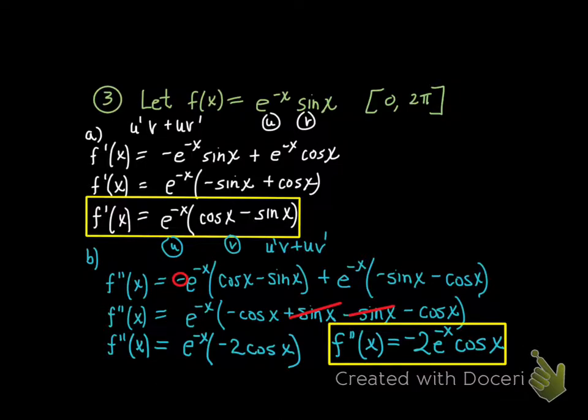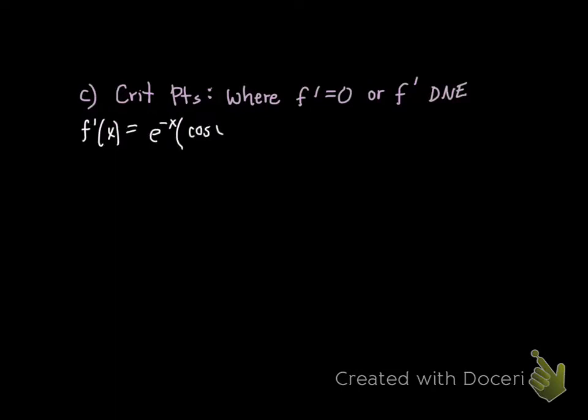Let's keep cranking. Our next challenge is to find critical points. Critical points are where the derivative is 0 or fails to exist. So I'm going to write down f prime. We already found that. I know what f prime equals. It equals e to the negative x times cosine x minus sine x. And I've got to set that equal to 0.